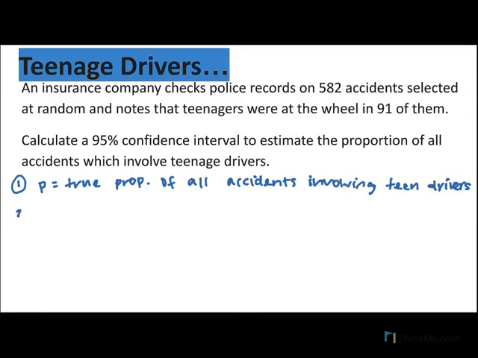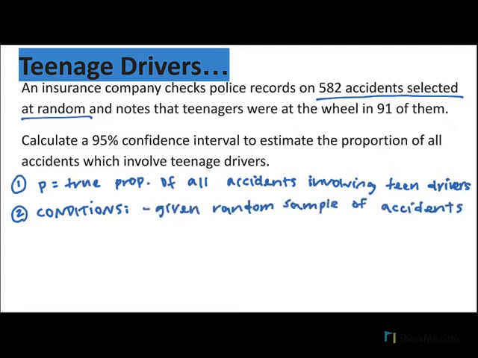The second step is we're going to check conditions. So there are 3 conditions that we need to check. The first one is, do we have a random or assumed representative sample? In this case, it does say that they selected 582 accidents at random, so I'm going to say that we were given a random sample. Our next condition is the 10% rule, and this checks for independence between trials. So we want to assume that 582 accidents is less than 10% of all accidents, which definitely seems reasonable.